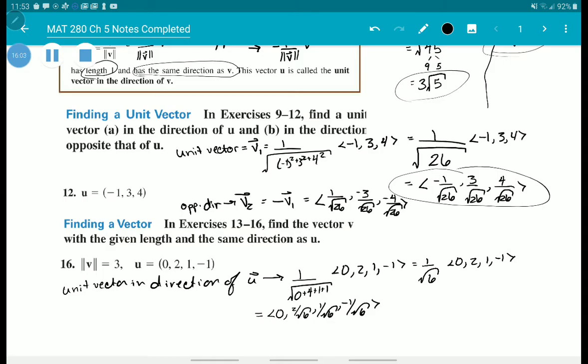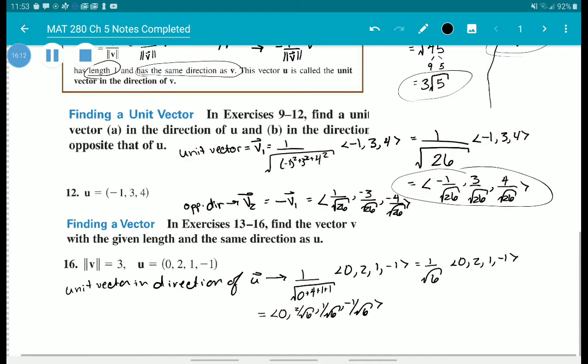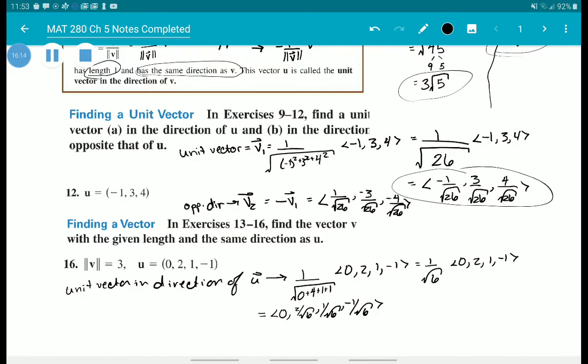Now, I'm going to leave the square roots in the denominator. You could rationalize if you want to. It does not bother me if you leave square roots in the denominator. I know we were real big about that in trig, but once you get past trig, we usually say it's okay to do that. So we have a unit vector. We know this guy has a magnitude, or a length, of 1. And we also know it's in the same direction as that original vector.